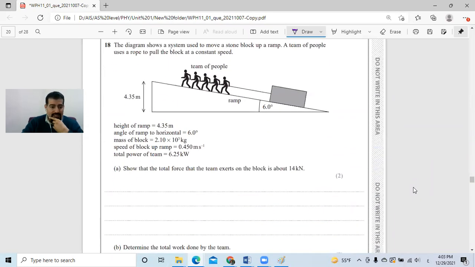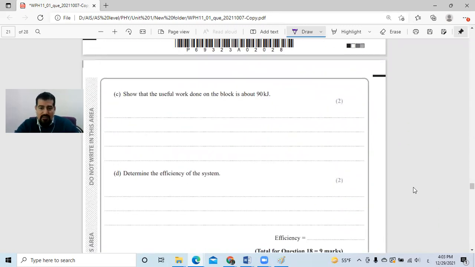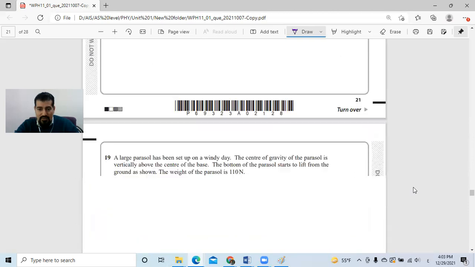Okay, let's move on to question 18. Now this question is hard. Usually the last question is the hardest. Okay, is it the last question? No, it's not the last question.